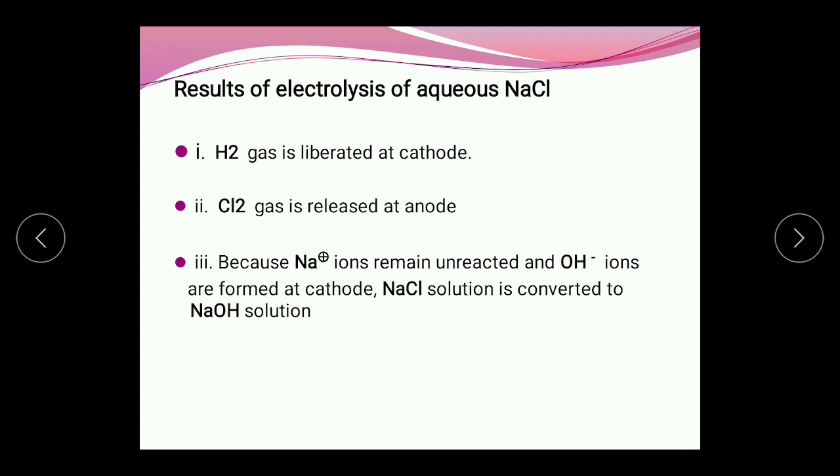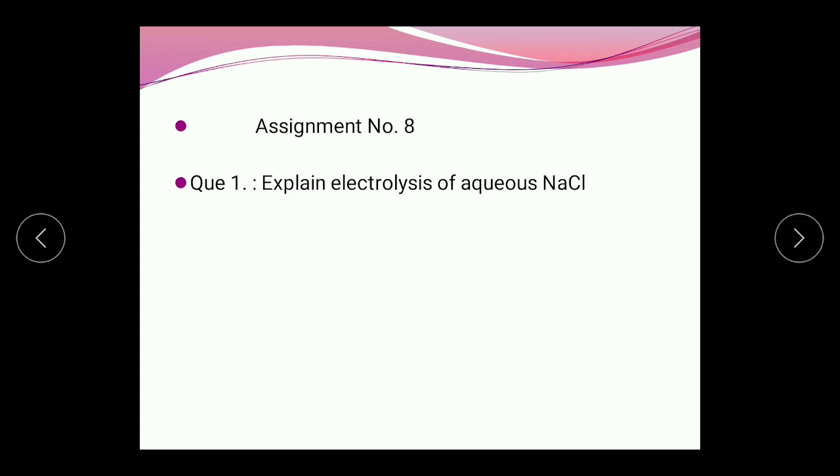So what will be the assignment for this session? The assignment is the same as what we learned. You have to explain electrolysis of aqueous NaCl. That means again you have to write the construction by drawing the figure, then the oxidation and reduction half reactions, then the overall cell reaction, and finally the result. This question may also be asked in the exam: explain electrolysis of aqueous NaCl.